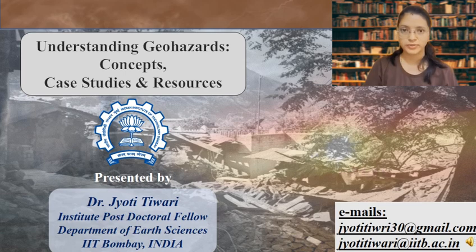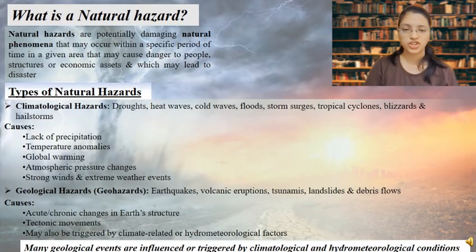What is a natural hazard? A natural hazard refers to a potentially damaging natural phenomenon. These are events that may occur in a defined geographic location within a specific period and can lead to damage or destroy infrastructure, people, or the economy. It's important to understand that not every hazard turns into a disaster. It depends on exposure and vulnerability.